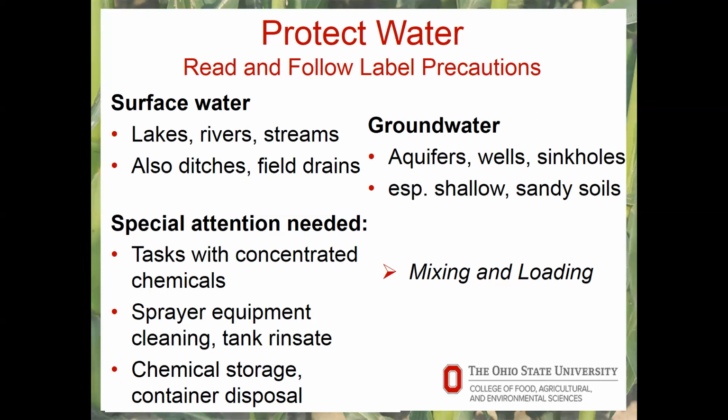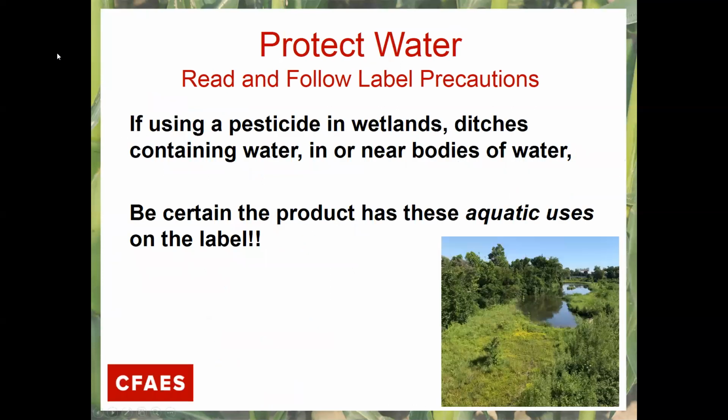Water resources that are most at risk are where concentrated chemicals may be used and stored. Never wash your chemical application equipment near any water resource, field drains, or ditches. Make sure that the tank and container rinsate is used according to the label. Make sure you dispose of pesticides and pesticide containers according to the label. Remember, if using a pesticide in wetlands, ditches, or areas containing water or near bodies of water, be certain that the product has these aquatic uses on the label.